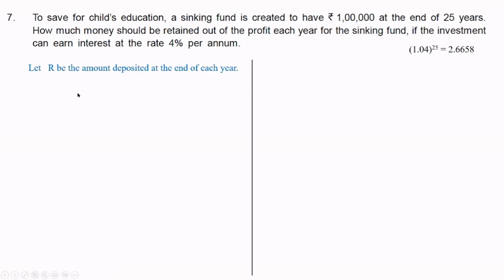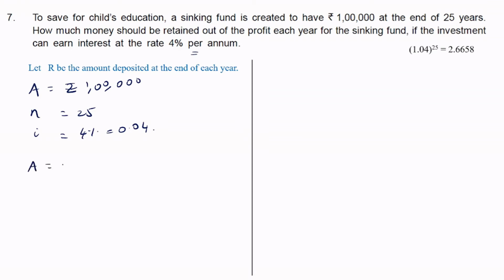So let R be the amount deposited at the end of each year. Then A is given as rupees 1 lakh. N is 25 years. I is 4%. It is 4% per annum and we have to retain this amount out of profit each year. So we have I as 4% itself. It is 0.04.